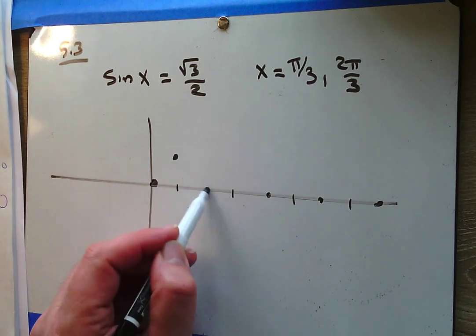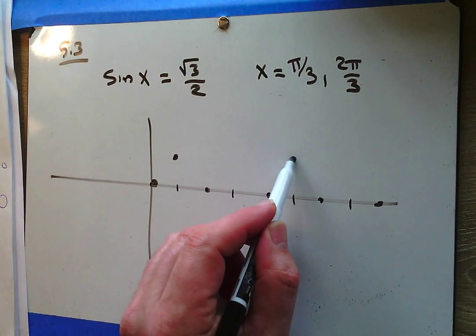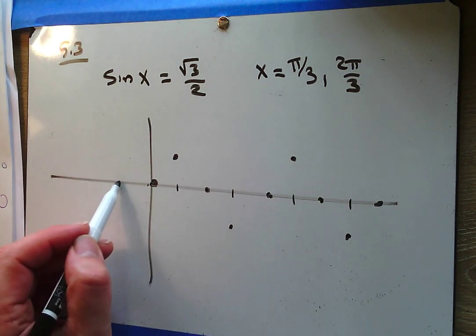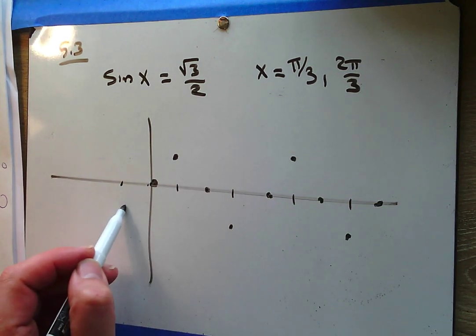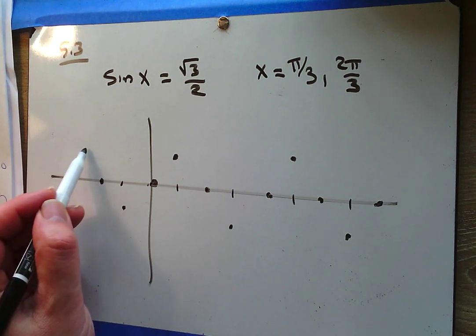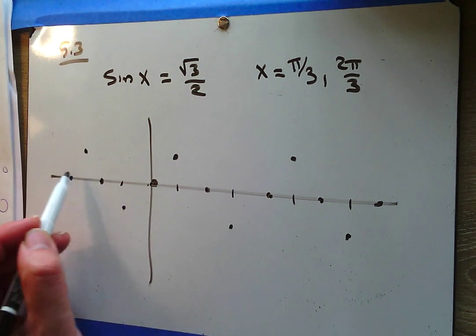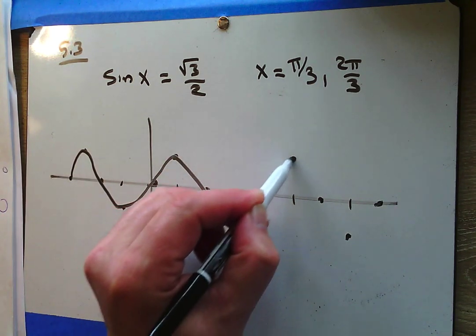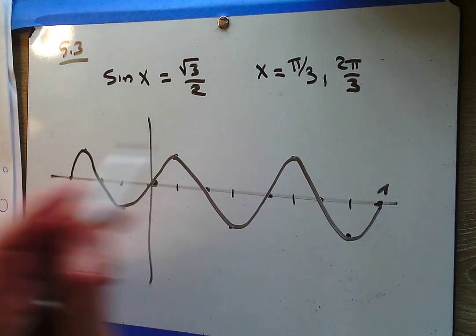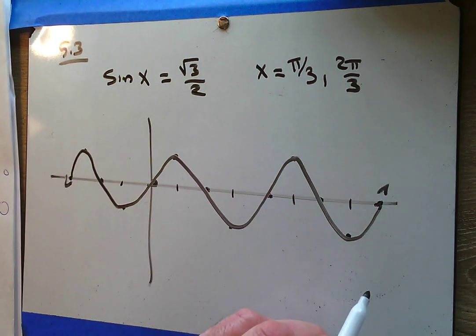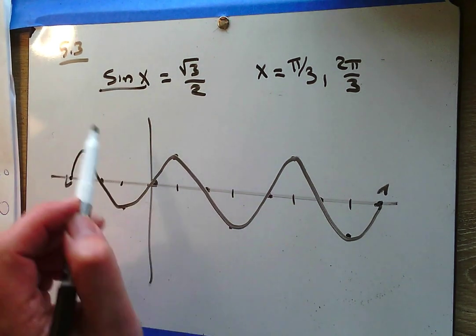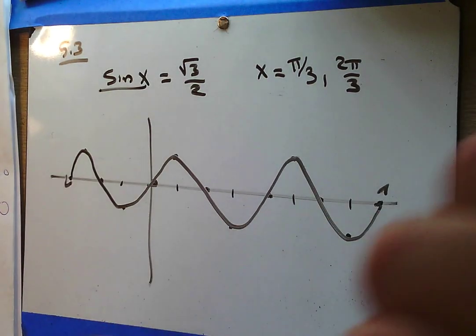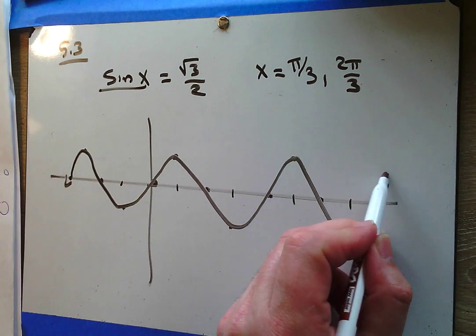Our sine graph goes up and comes down, and back up and back down, and it even goes backwards forever. Unlike inverse sine, which has that restriction, sine goes on forever. So there's our graph of sine x, but we're wondering when sine x is equal to root 3 over 2.